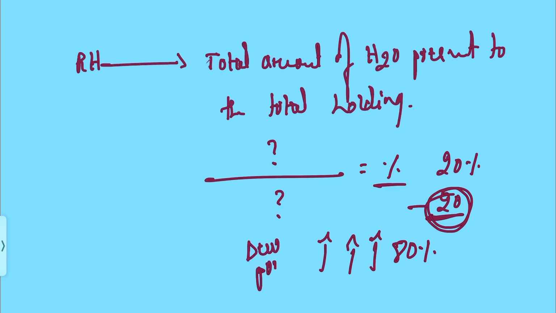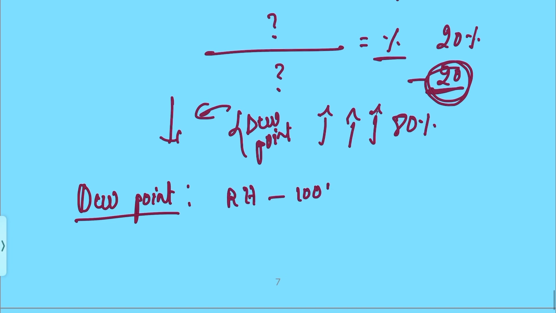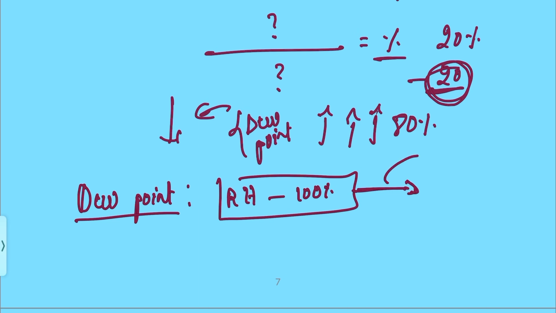Dew point is basically when the water cannot be held anymore. It has to fall down as rain, right? So that is relative humidity. And what is dew point? Dew point is basically the temperature at which relative humidity becomes 100% and the air cannot hold any more water. The extra water will fall down as precipitation, right?